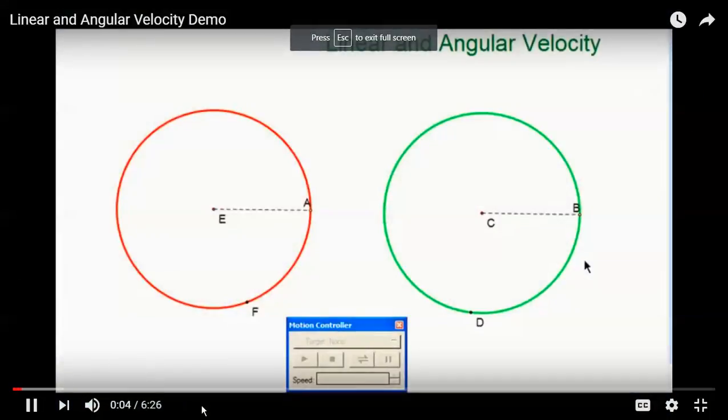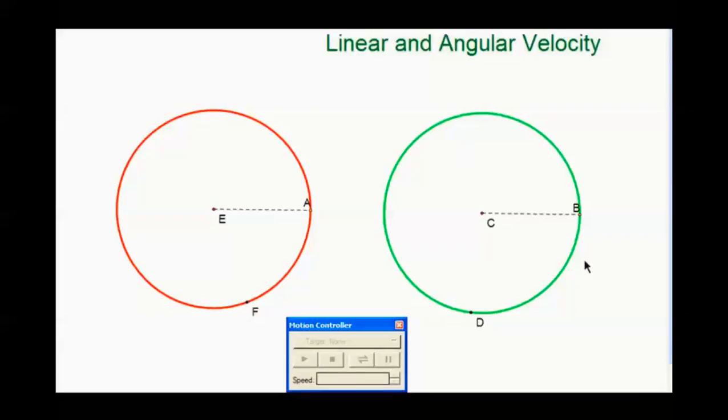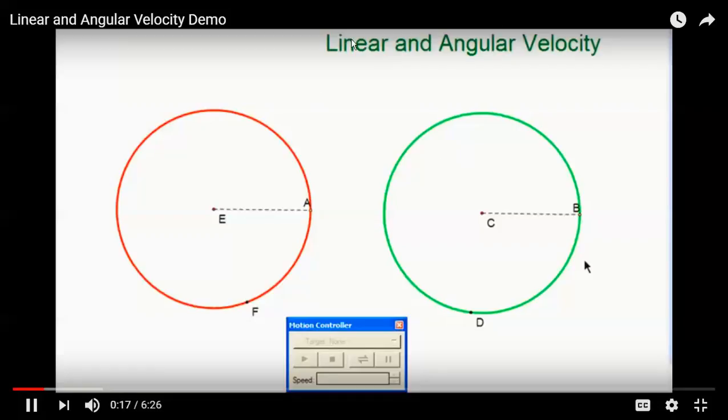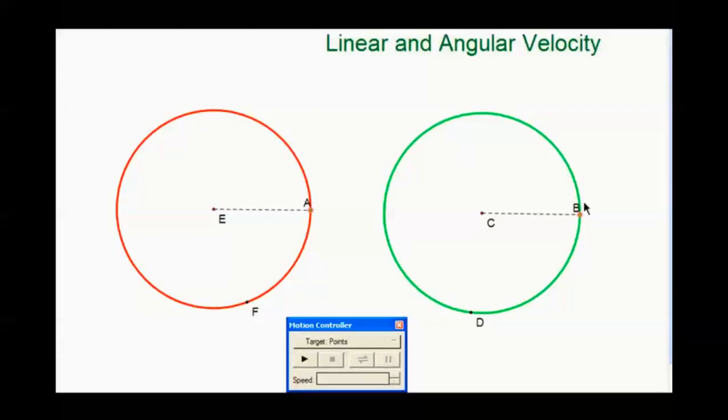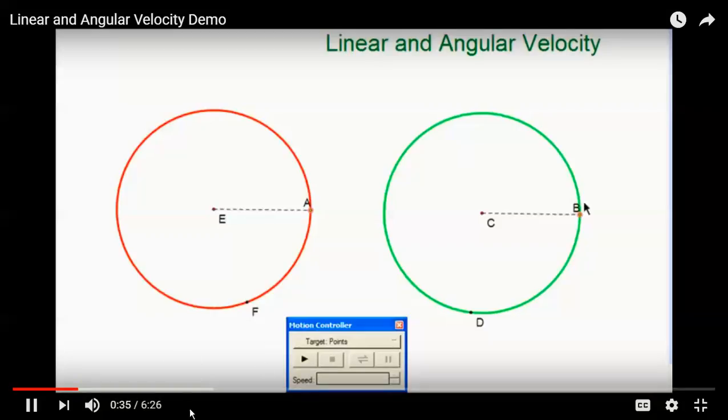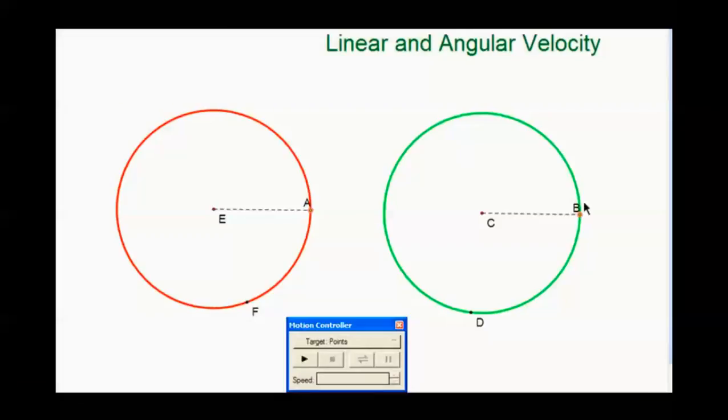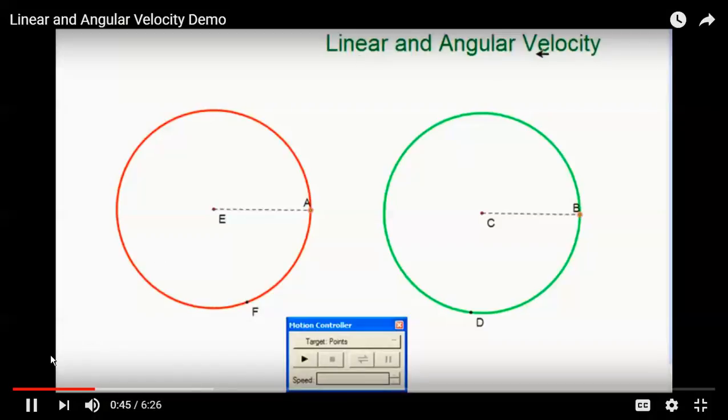In this video, we're going to be discussing the concepts of linear and angular velocity as they relate to points traveling on circles. In this diagram, we have two circles, the red circle and the green circle, and we have point A on the red and point B on the green. What we're going to be doing is animating these points so that they're traveling on their circles in a counterclockwise direction at the same linear velocity. Now, when we say linear velocity, we're talking about speed as we know it, which could be measured in inches per second, feet per minute, miles per hour. Linear velocity is what we're used to thinking of when we talk about a rate of speed.